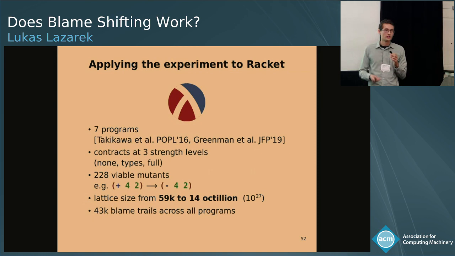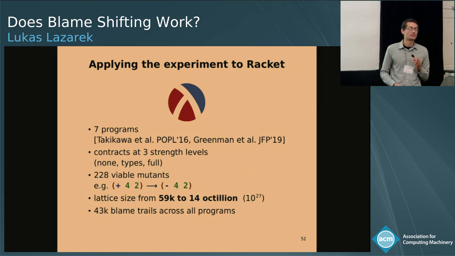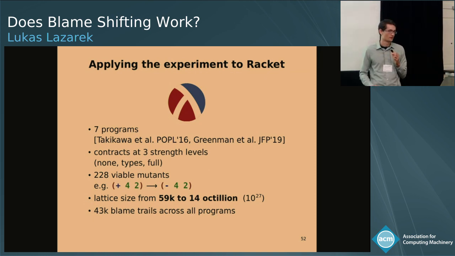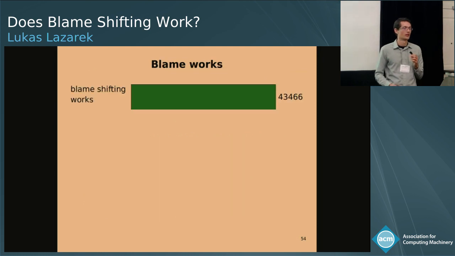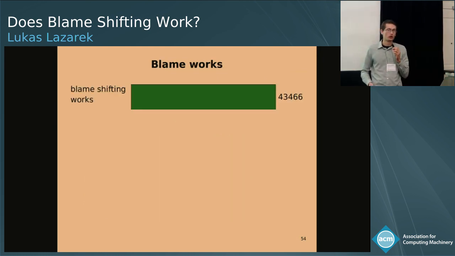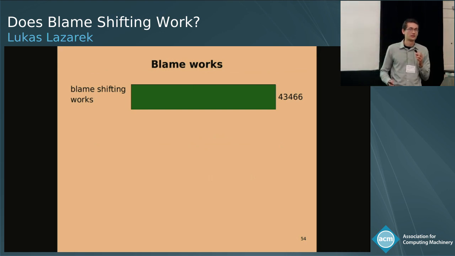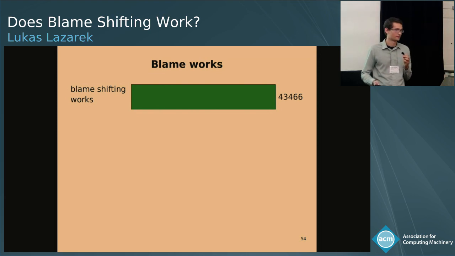These programs had a range of components, producing lattices ranging in size from 59,000 configurations to over 14 octillion configurations. So it was a pretty big space for us to explore. And through this space, across all the programs, we explored over 43,000 blame trails. And the conclusion from our experiment is that, in the big picture, blame works pretty much exactly as we expect, which is great. We now have empirical evidence that blame shifting works.